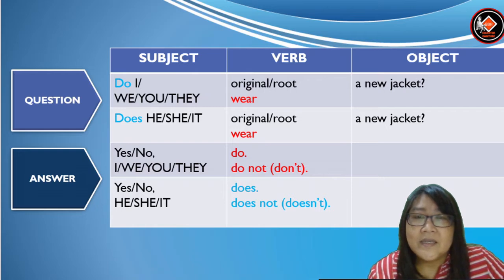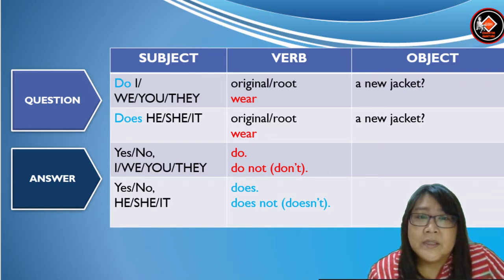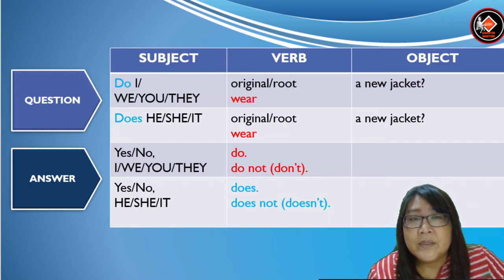Now let's look at the next two types of sentences. Here we have question and answer. So for the subject, for question, you must put do. Do I, do we, do you, do they. The verb will be the original or the root verb. For example, do I wear a new jacket? Do we wear new jackets? Do you wear a new jacket? Do they wear new jackets?